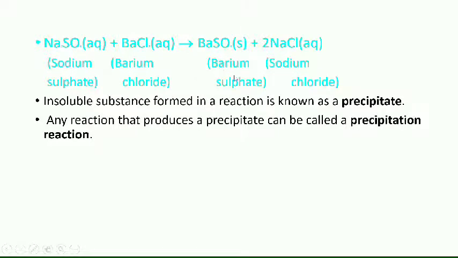The thing about this reaction is that the barium sulfate which is formed is white and insoluble. So in any reaction, whenever an insoluble substance is formed, it is known as a precipitate. So in this reaction the barium sulfate is the precipitate, and any reaction which produces a precipitate can be called a precipitation reaction. So in this case we can also call it a precipitation reaction, where the precipitate, barium sulfate, is forming.